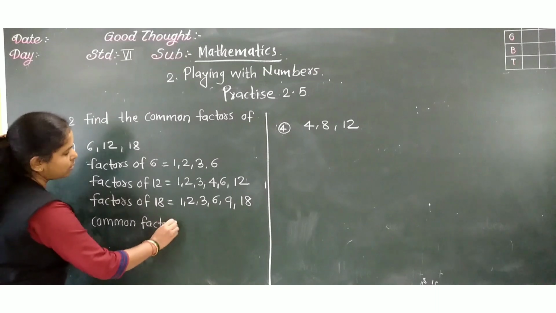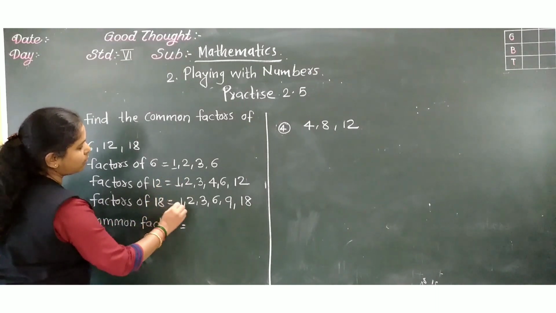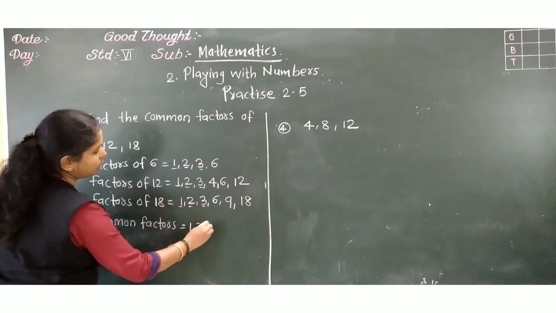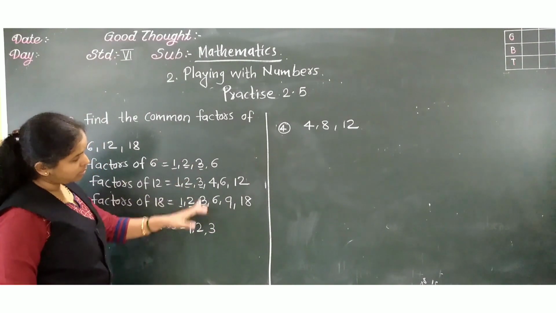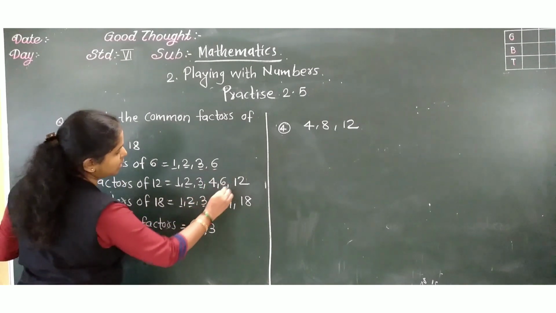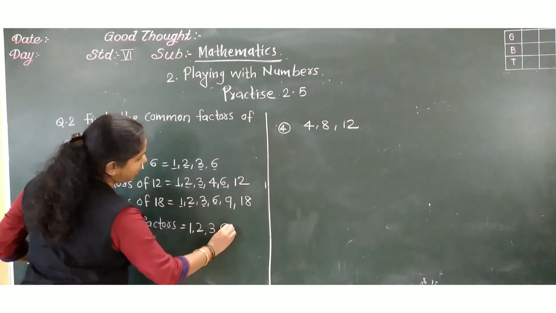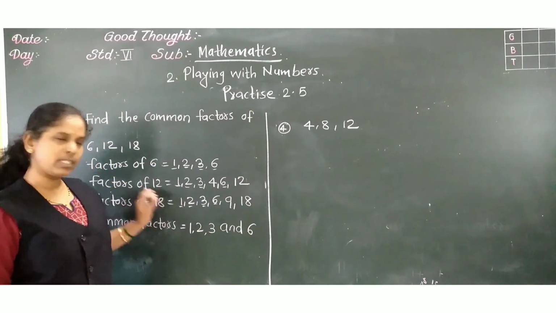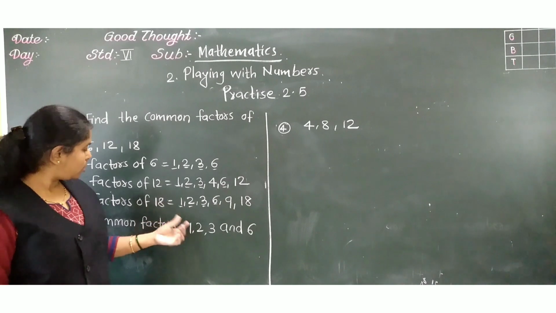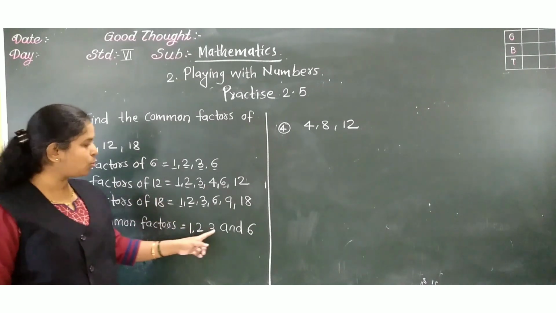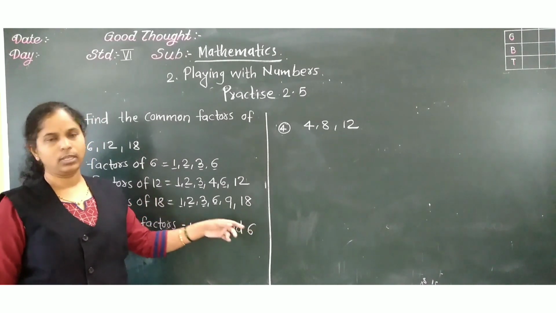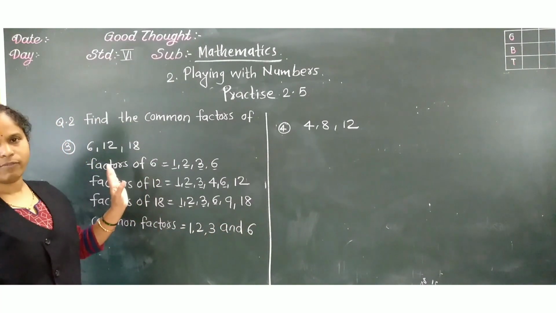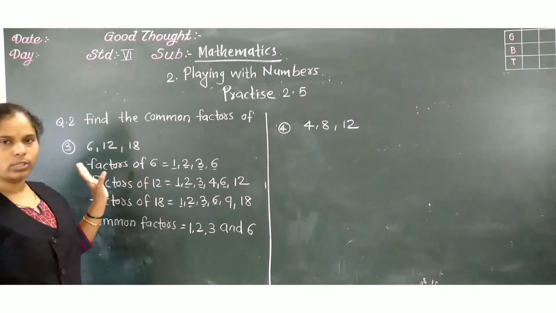Now from this we have to find out the common factors. Which are the common factors? 1, 1, 1, 2, 2, 2, 3, 3, 3. In all three numbers, these numbers are common. 6, 6, 6. So mostly 1 is there, common in everyone. So the common factors of these numbers are 2, 3 and 6. Okay. We can say 2, 3 and 6 are the common factors of this, because 1 is everywhere. It is the factor of all the numbers.